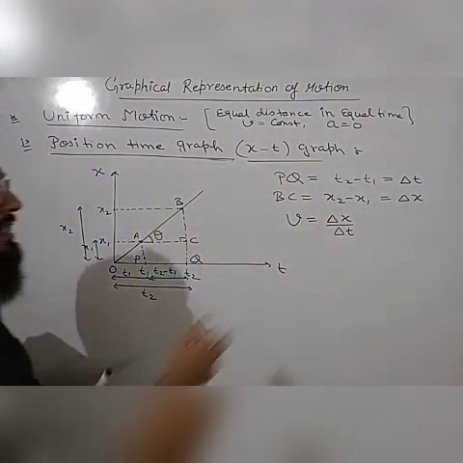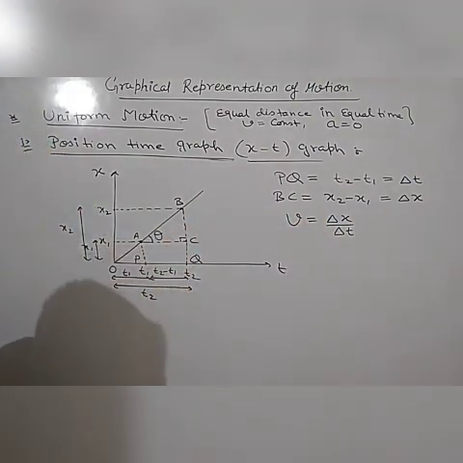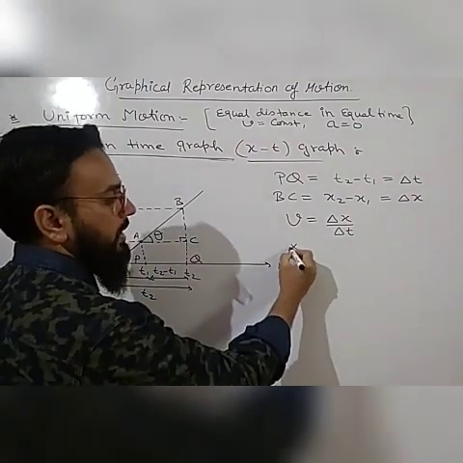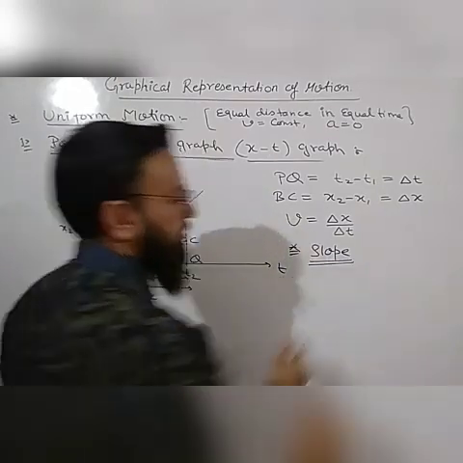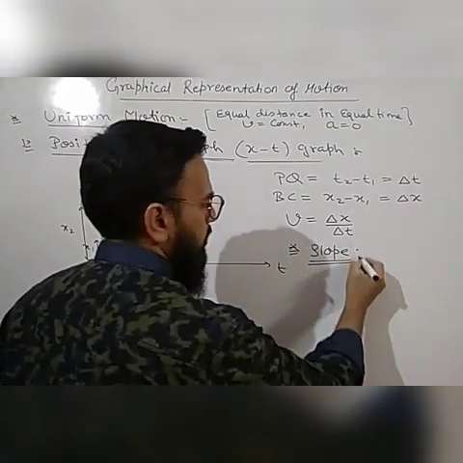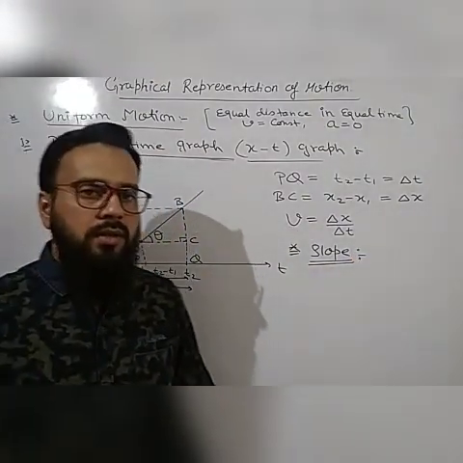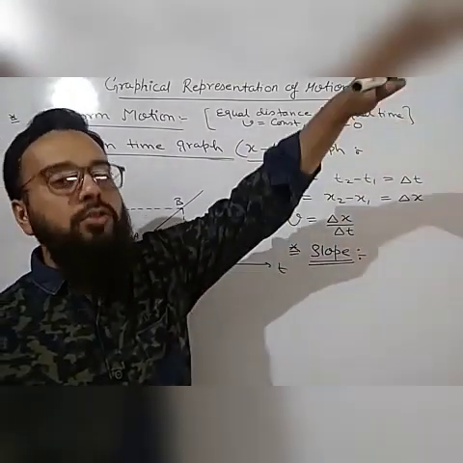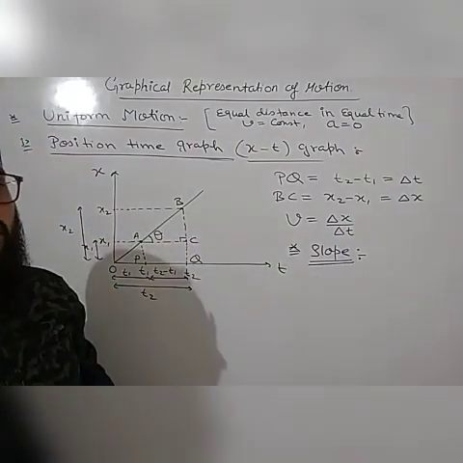And what does this delta x upon delta t actually represent? I am coming to a point. There is a term which is called slope. What is the meaning of slope? You all know about slope. When we move on a road which is inclined at a certain angle, then we say that we are moving up the slope or moving down the slope. So what is the definition of slope?